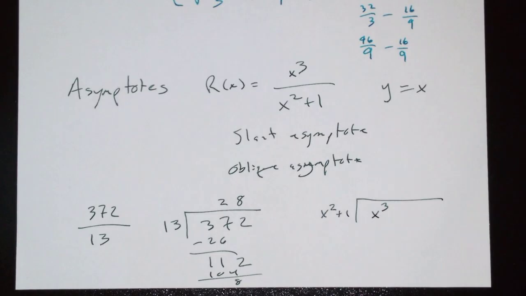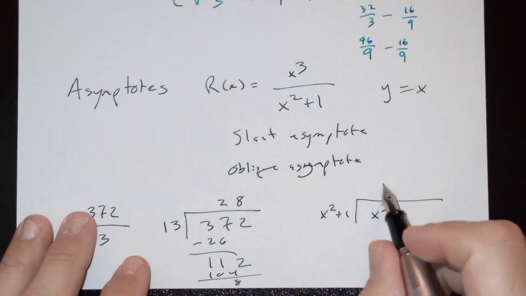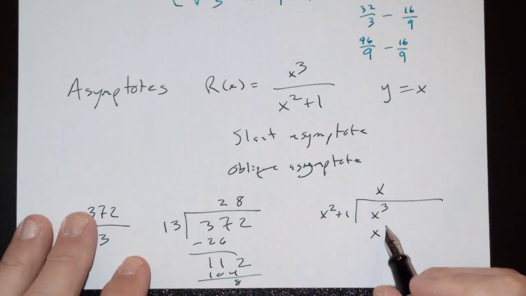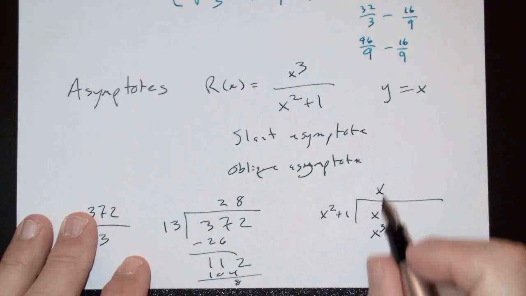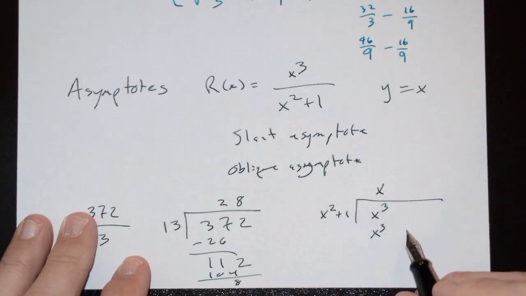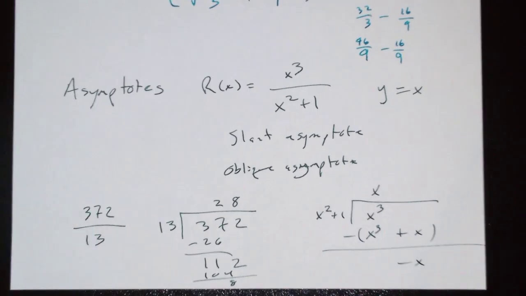Polynomial long division works the same way. If I divide x cubed by x squared, what do I get? Ignore the plus 1. X cubed divided by x squared. So I'll put that up there and I'll multiply. X times x squared gives me x cubed. X times plus 1 gives me plus x. I subtract. I get a negative x. That power is smaller than this power. That's my remainder. This number was smaller than this one.